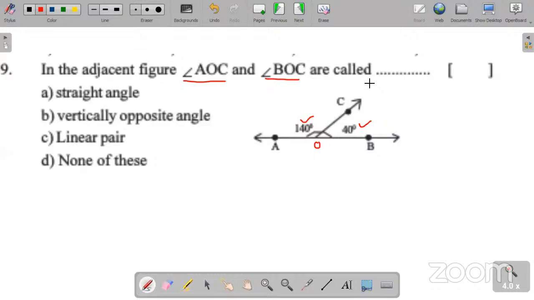What is your answer? Very good, Nana. They said it to be a linear pair. Very, very important concept. Both the angles 140 and 40 are said to be a linear pair. So C is the right answer.